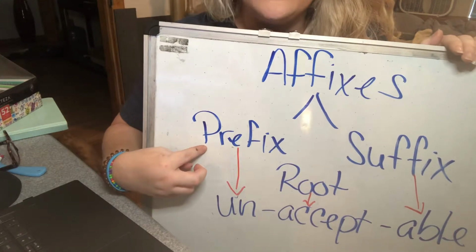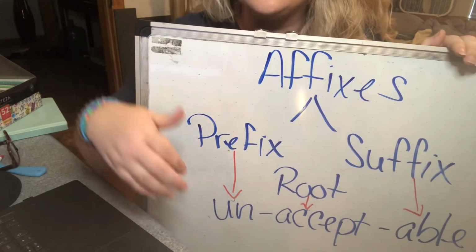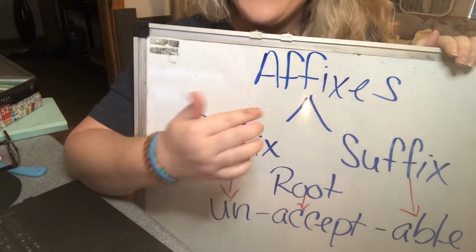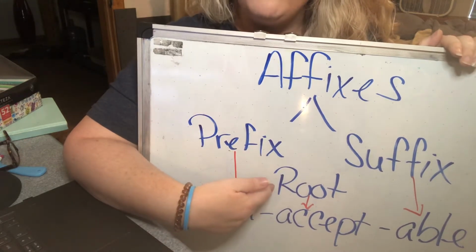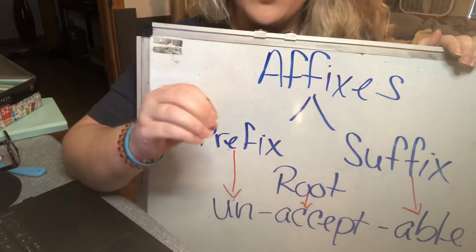Remember, pre means before. Okay, the prefix comes before the word. So, suffix comes after the word. What's the word? Well, it's our root word. Our root word is our word before we change it at all.